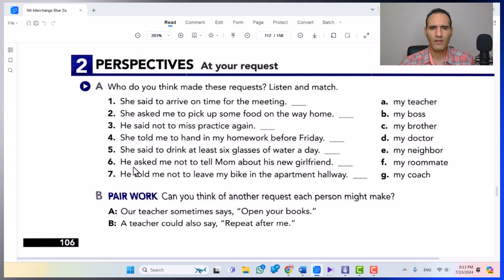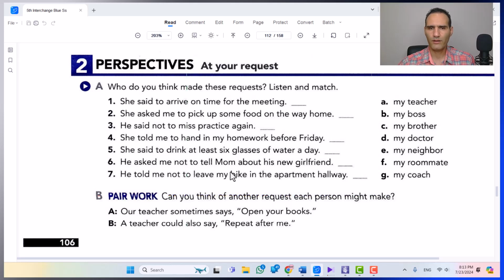Number 6, he asked me not to tell mom about his new girlfriend. Not to tell mom about his new girlfriend, and that is brother. And the last one, he told me not to leave my bike in the apartment hallway. Not to leave my bike in the apartment hallway or corridor. So it must be a neighbor's language. Okay, so this is some introduction to language of request and the language of reported speech. We will take care of it in the grammar focus part.